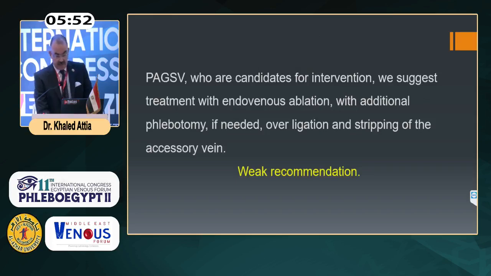For the posterior accessory great saphenous vein in patients who are candidates for intervention, we suggest treatment with endovenous ablation with additional phlebectomy if needed, over ligation and stripping of the accessory vein. This is a weak recommendation.